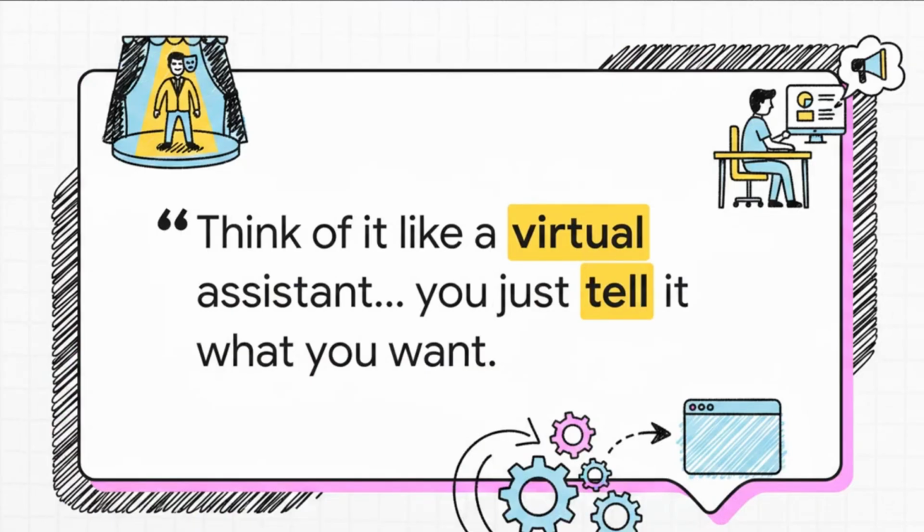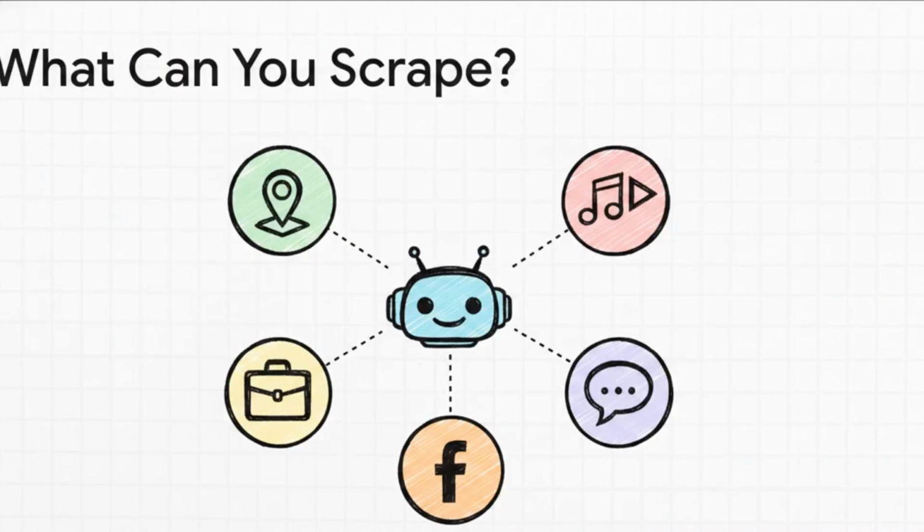Honestly, the absolute best way to picture what an actor is, is to think of it just like a virtual assistant. You don't need to know how it does its job. You just hire it for a task and you tell it what you want. It's that simple. So what can you do with these assistants? Oh, pretty much anything you can think of. You can tell one, hey, go find me all the dentists in New York from Google Maps, or another to scrape every TikTok video with a certain hashtag. You can pull job postings from LinkedIn, comments from Instagram, posts from Facebook. I mean, the possibilities are just huge.